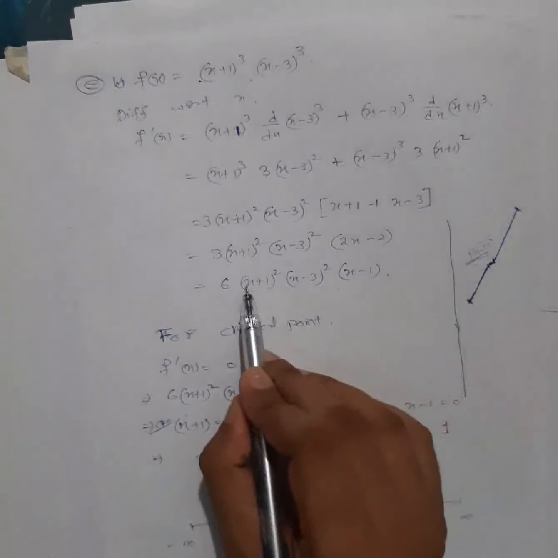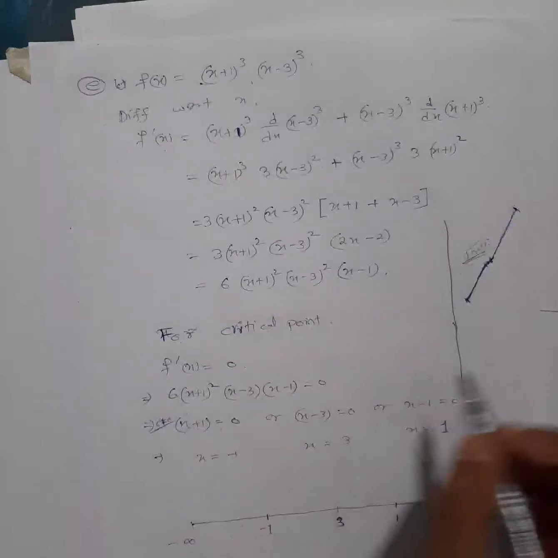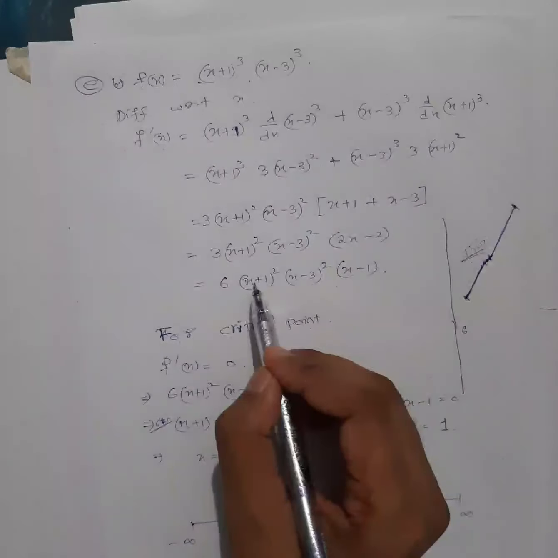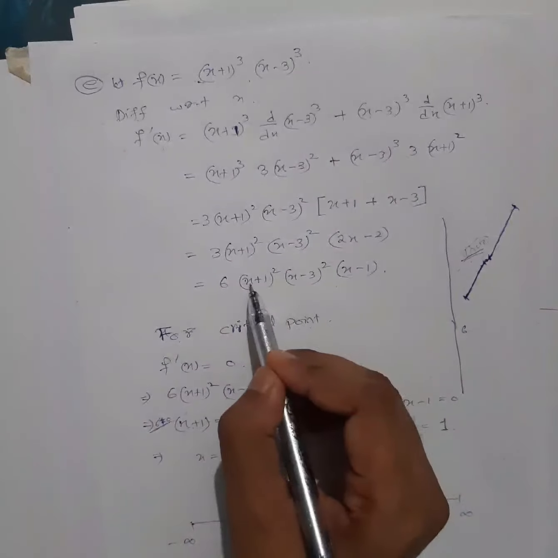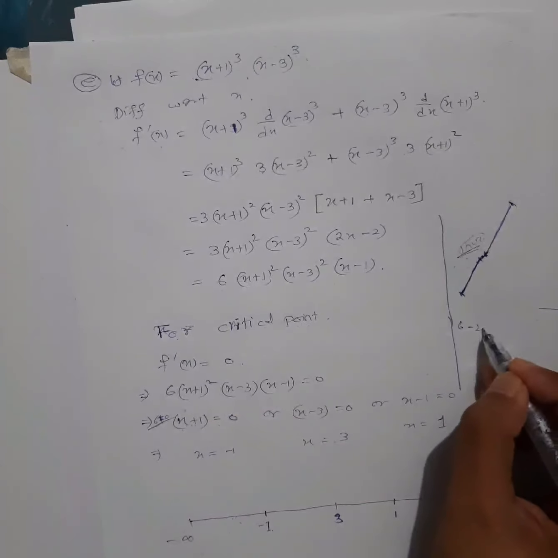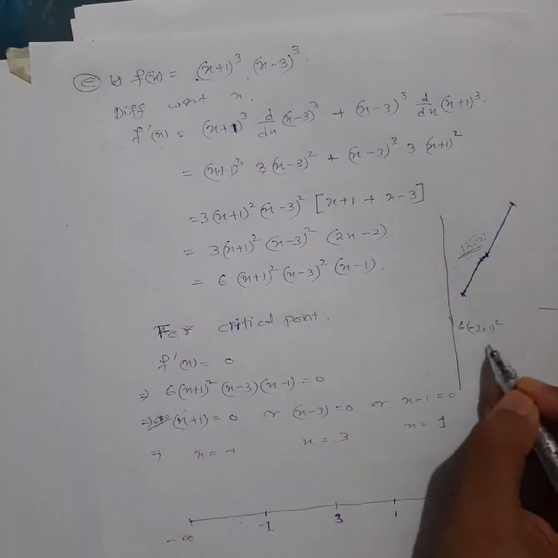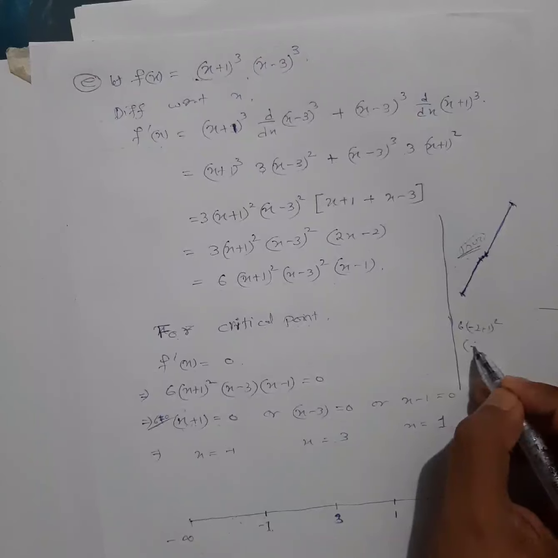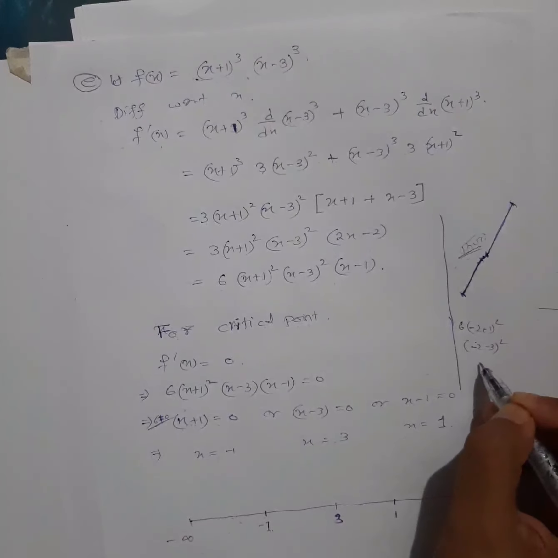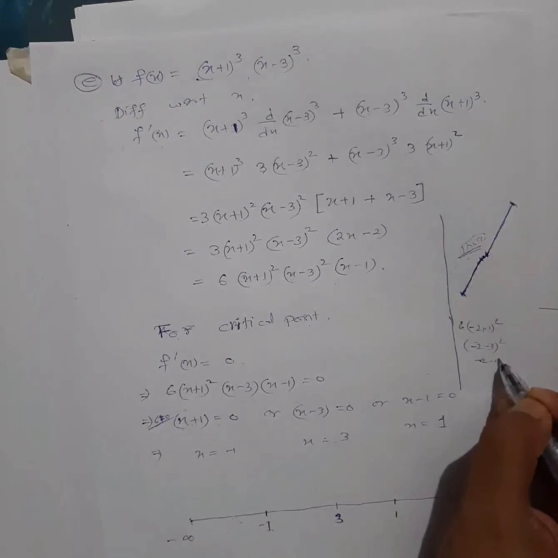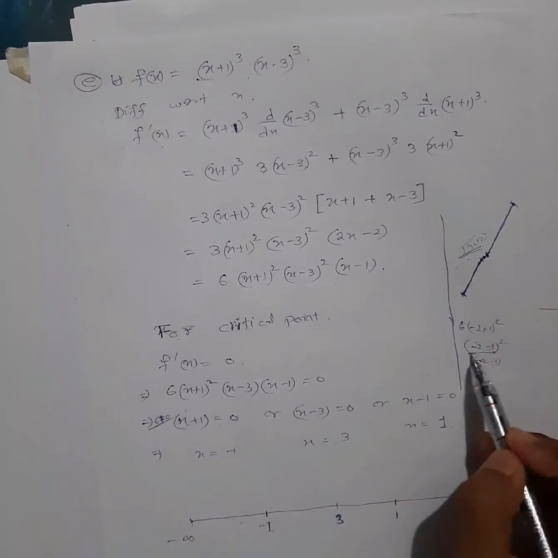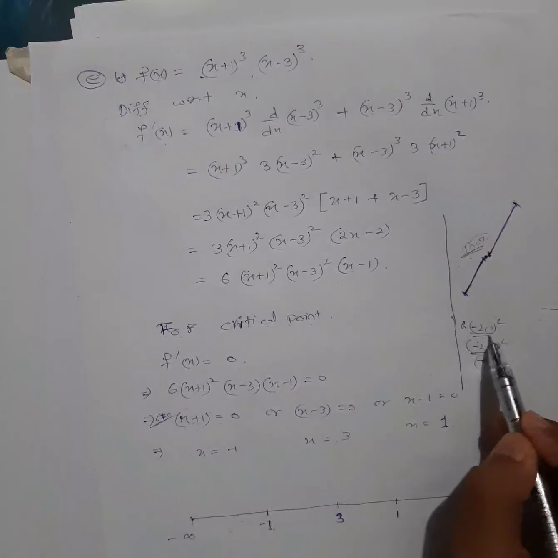So let's take one point, any point you take from here. So let's take -2. So if I take -2 here and put it, what you will get, 6 into -2 plus 1, this will be positive only, right? Whatever you take here, -2 plus 1, so square, then -2 minus 3 whole square again, then -2 minus 1. So you can see this will become positive because whole square, this will become positive.